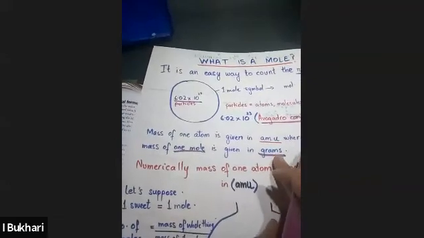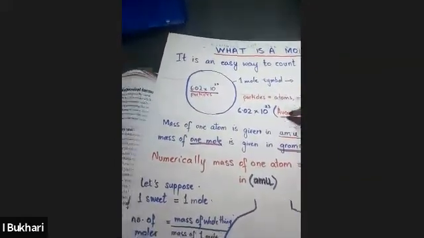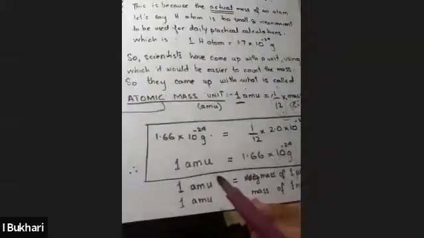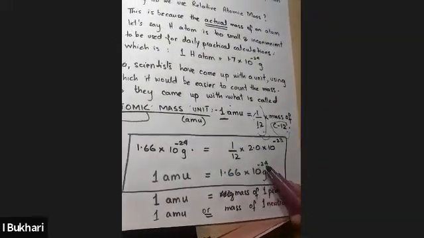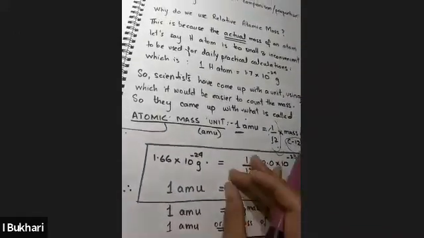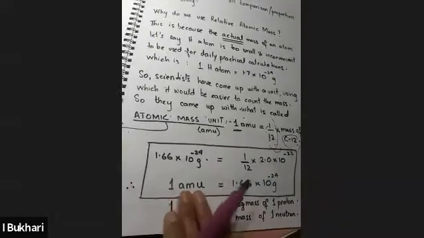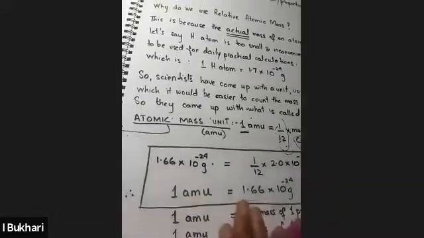Why? Because remember, why did we have this unit? Because 1 atomic mass unit was equal to 1.66 into 10 to the power minus 24 grams. So that was a very awkward number, and so scientists gave this simple atomic mass unit to keep things easy, right?